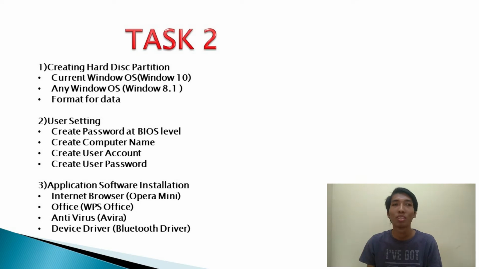Task 2. Create hard disk partition: install Windows OS, any Windows OS, and format for data. Second, user setting: create password at BIOS level, create computer name, create user account and create user password. Third, application and software installation: Internet browser, Opera Mini, Office, WPS Office, device driver and Bluetooth driver.